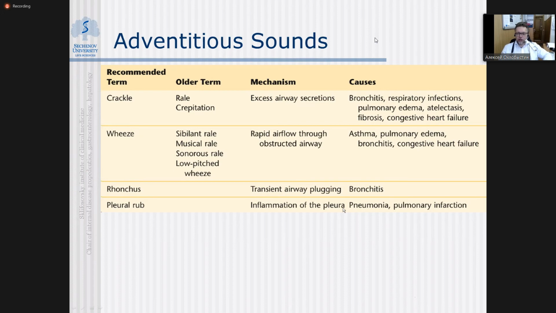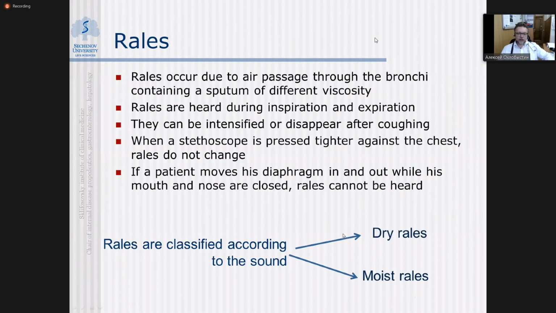Sometimes you may ask the patient to close his or her mouth and nose and try to inflate and deflate the abdomen. We use abdominal muscles to push the diaphragm up and down. In that case, again, there will be no movement of air, no rales, no crepitation, but there will be pleural friction rub if the patient has pleurisy in the lower portion of the lung fields. Good. Well, that's for rales.